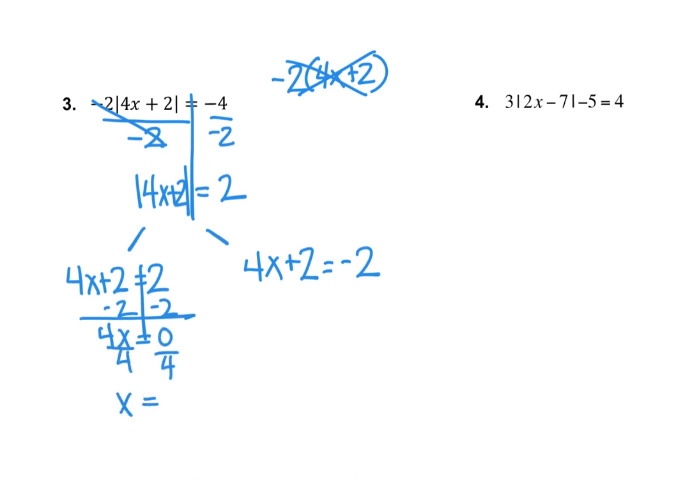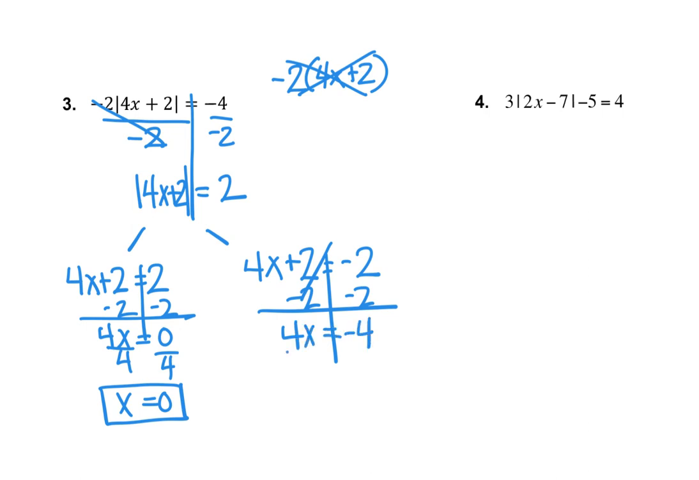All right, so x is equal to 0. That's one of our answers. And then we're going to have 4x is equal to negative 4, and we divide by 4. And our other answer is x is equal to negative 1.